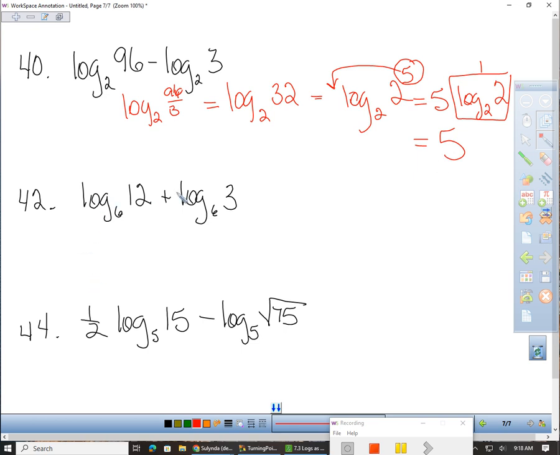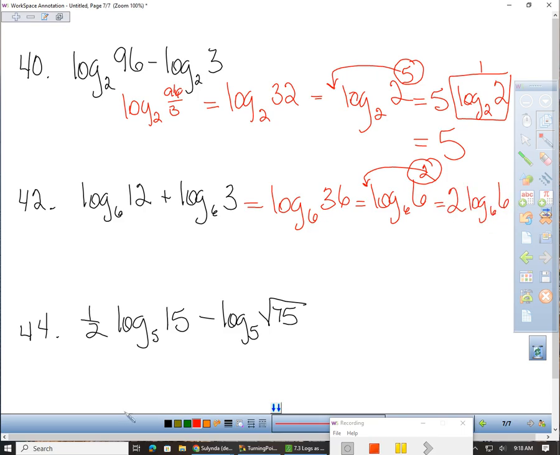In this one, in the log world, when we add, we really multiply. So we get the log base 6 of 36. 36 can be written as 6 to the 2nd power. Again, this 2 gets to go out in front. So we get 2 log base 6 of 6. And of course, log base 6 of 6 equals 1. So this answer is 2.